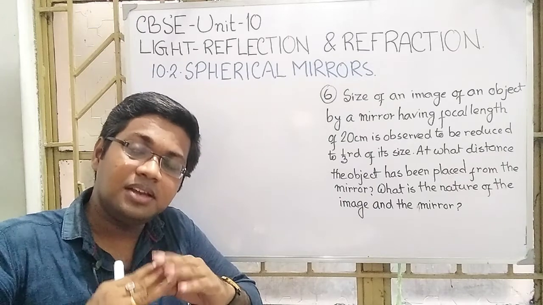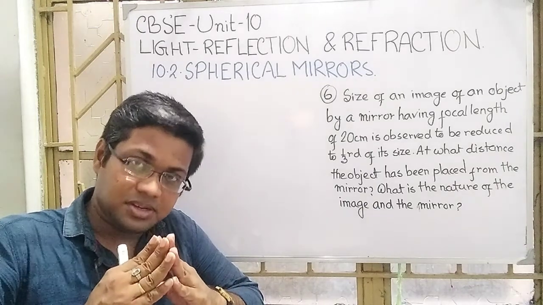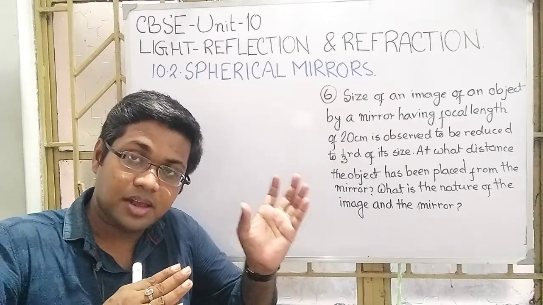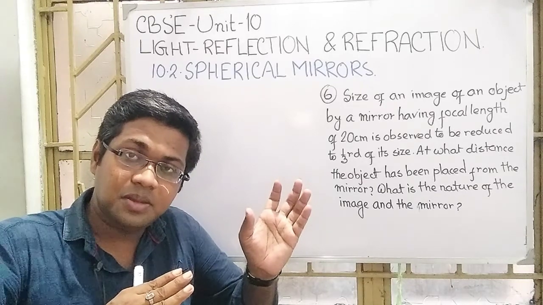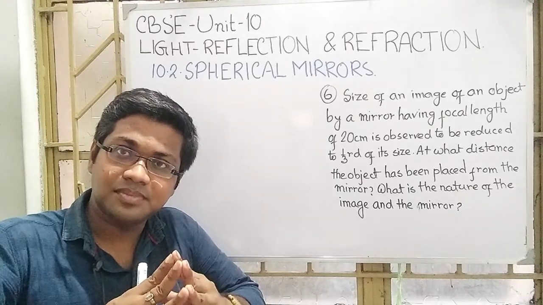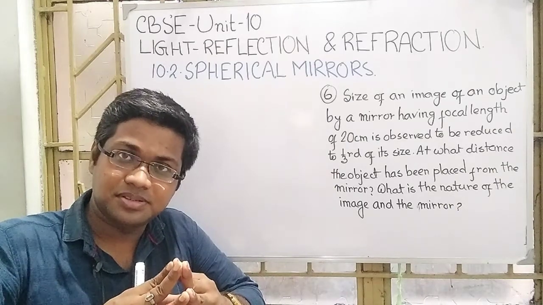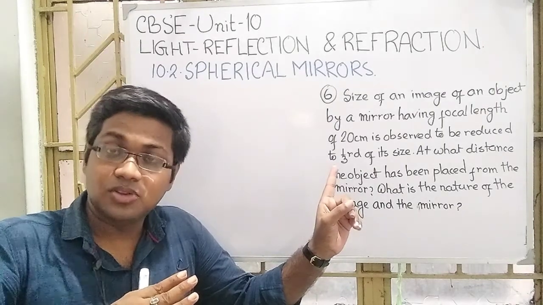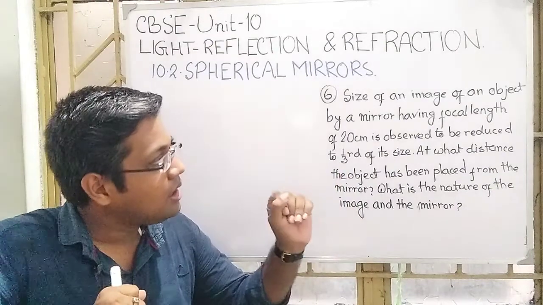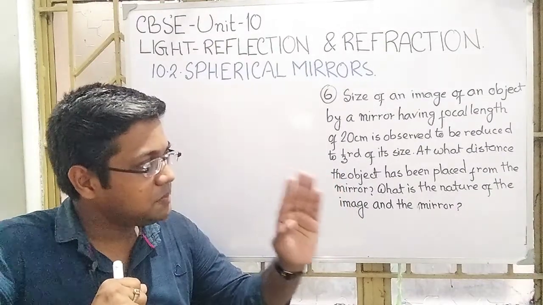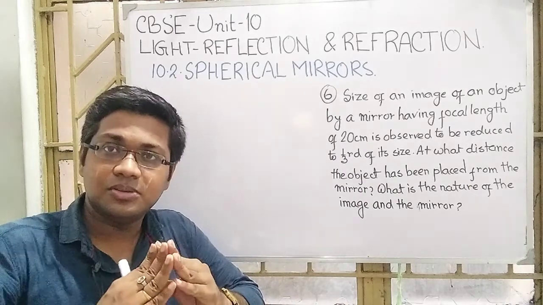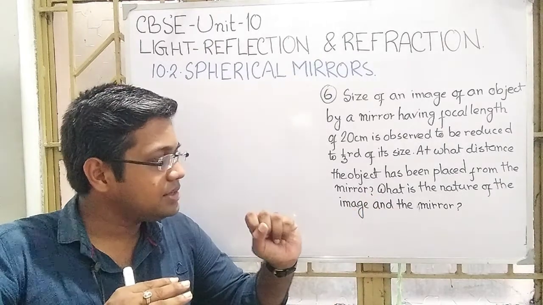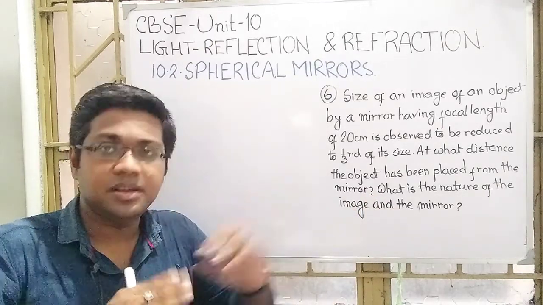The possibility is that if you place the object from infinity to the center of curvature in front of a concave mirror, you will get a diminished image in between the focus and the center of curvature. So nothing is clear here. Okay, so two possibilities are here. At what distance has the object been placed from the mirror? So here it is basically asking the object distance, the nature of the image and the mirror.